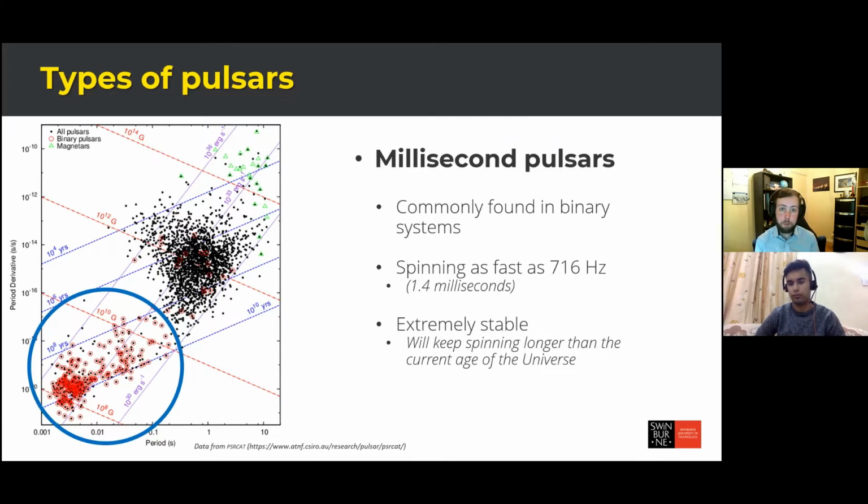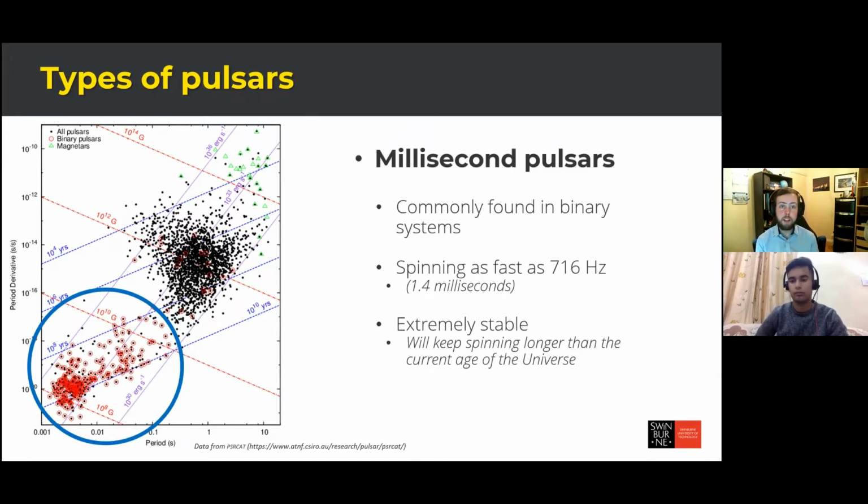To put that in perspective, that would mean that at the surface of the neutron star, it's rotating at about 15% the speed of light at the equator. These are ridiculously fast rates of rotation. And they're also extremely stable. The rates of spin down are significantly decreased as compared to the normal family of pulsars, such that they will keep spinning longer than the current age of the universe before eventually they turn off.